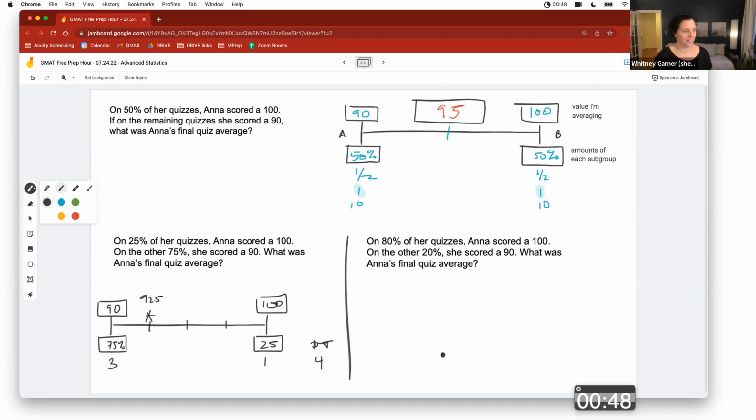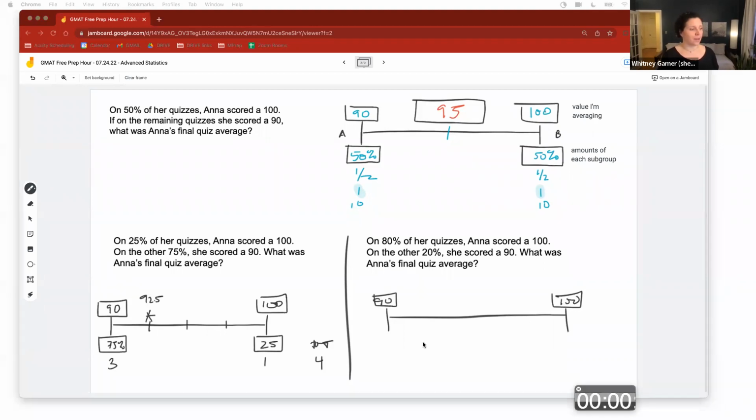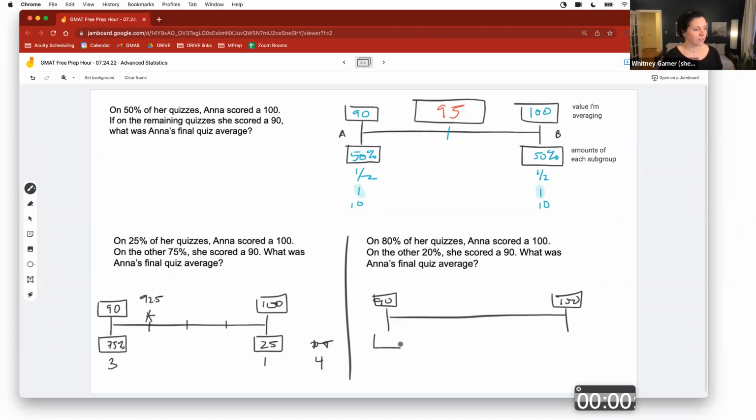All right. So we'll set it up the same way again. I've still got my 90s on the left. I got my 100 on the right. This time my percentages changed. I've got only 20% down here. I've got 80% up here, which if we reduce, right, I've got 2 to 8, which is the same as 1 to 4. This time it's 1 part 90, 4 parts 100, for a total of 5 tests.